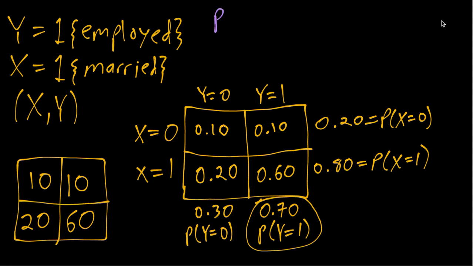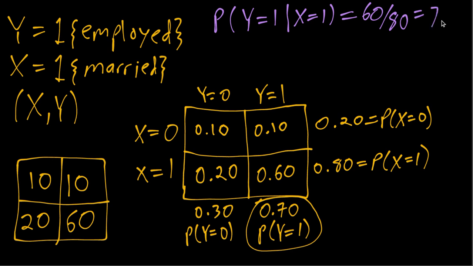And to write this out more formally, we're interested in what's the probability that y equals 1, meaning employed, given x equals 1, meaning married. So just intuitively first, thinking about these people, if there's 80 people now that we're considering, and 60 of them are employed, well, 60 out of 80 is 3/4, or 75%. So just thinking about it that way, it seems like we should get 60 out of 80, right, that was how we thought about it, or 75%, however you want to write it out.